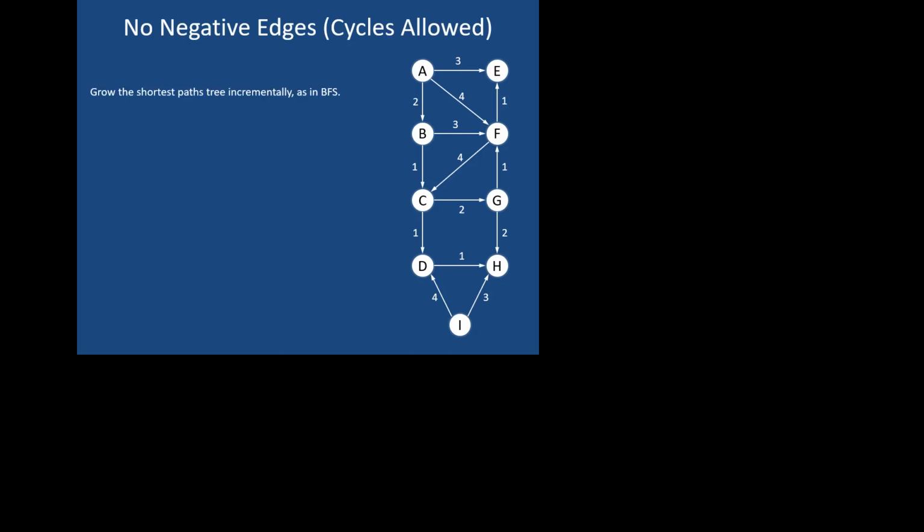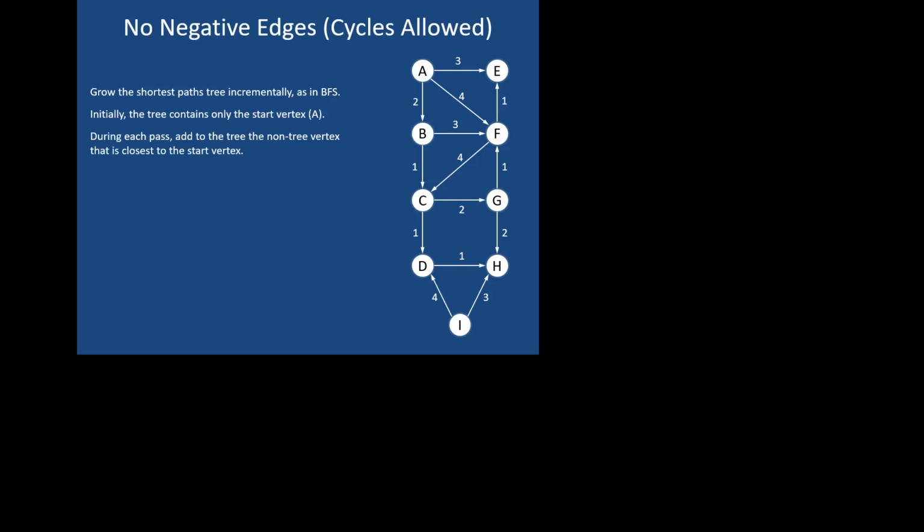The idea behind Dijkstra's algorithm is to grow the shortest path tree incrementally, just like in breadth-first search. So we start at the root. Now in breadth-first search, you would start at A and you would explore all the edges out of A. And then you would be putting the vertices you reached, E, F, and B, onto a queue. And then you'd be expanding from B, let's say, and then from E, and then from F before you looked at anything else. So in Dijkstra's algorithm, we're going to start with our start vertex A.